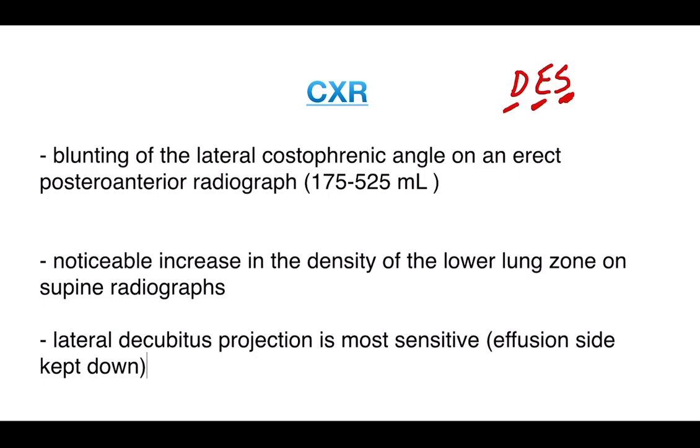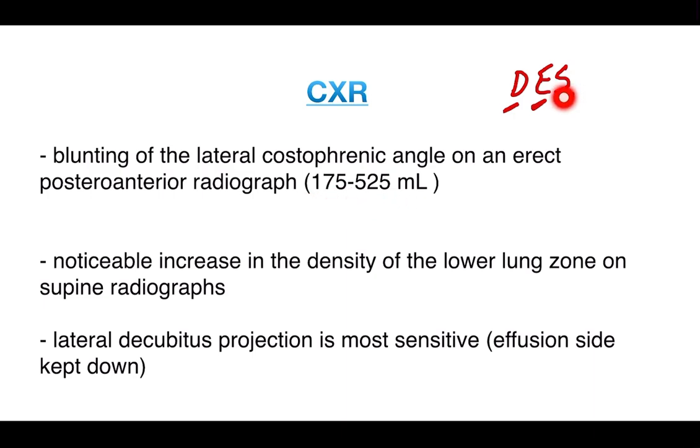So first and foremost is lateral decubitus one. Lateral decubitus is the most sensitive view and it is taken by keeping the effusion side downwards. Next comes the erect posterior anterior radiograph. It is the most common one. And the first sign which we see on this x-ray is blunting of lateral CP angles. And it can detect a minimum of 175 ml of pleural effusion.